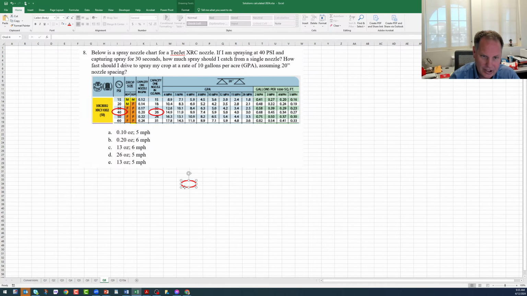And now I look over at which of these is closest to 10 gallons per acre. 14.9, no. 11.9, no. 9.9, well, that's pretty close. 7.4, we're getting further away, so my answer is going to be this one. I look up here and I see 6 miles an hour. So 13 ounces, 6 miles an hour.